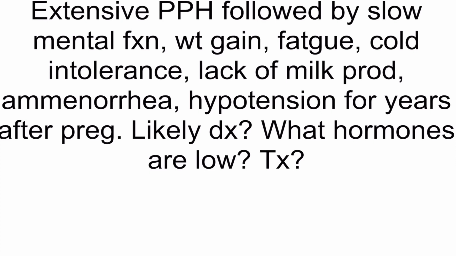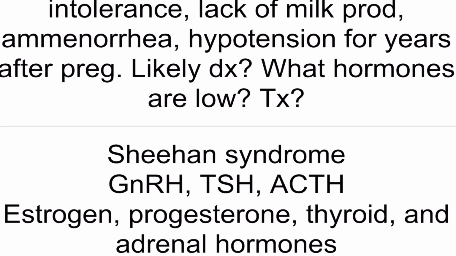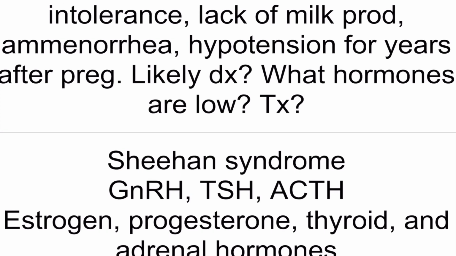Colposcopy. What is post-exposure prophylaxis for HPV? HPV IG and HPV vaccine. Extensive PPH followed by slow mental function, weight gain, fatigue, cold intolerance, lack of milk production, amenorrhea, hypotension for years after pregnancy. What's the most likely diagnosis? What hormones are low and how do you treat this? This is Sheehan syndrome. GnRH, TSH, ACTH, estrogen, progesterone, and thyroid and adrenal hormones are all low, and you treat it by giving supplemental hormones.